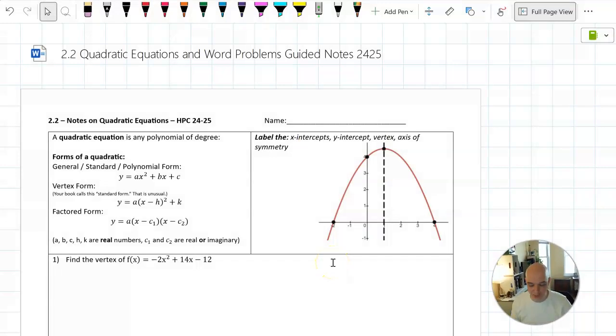Today we're going to look at quadratic equations and quadratic word problems. There is a companion note sheet that goes with this, so make sure you have that. If you don't, let me know. I can get you it. Without further ado, let's get into it.